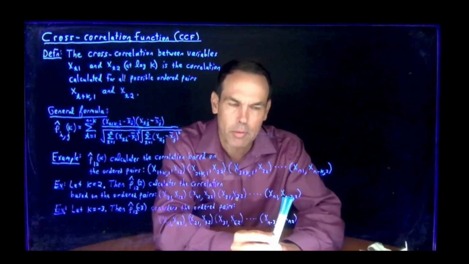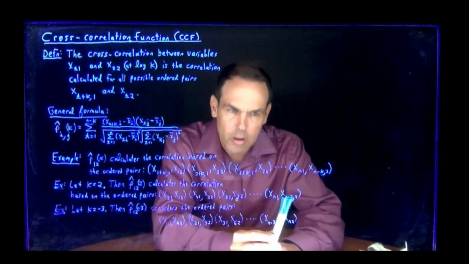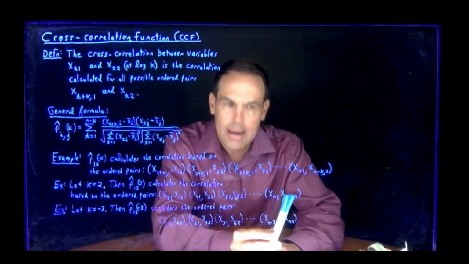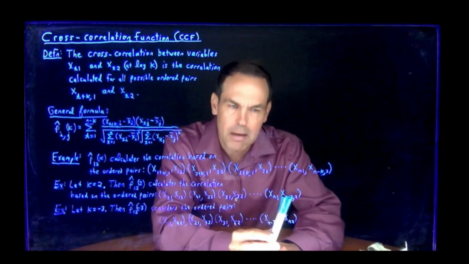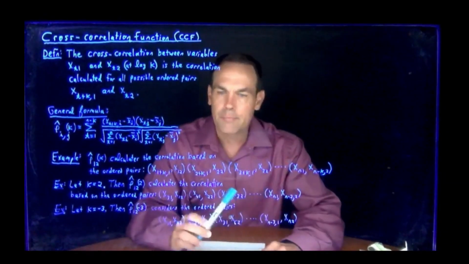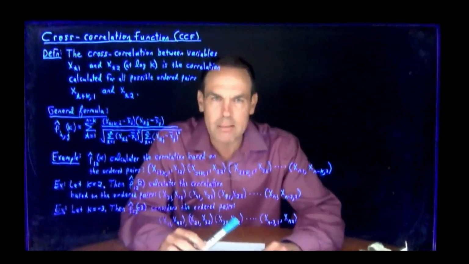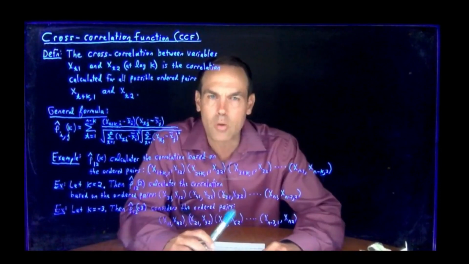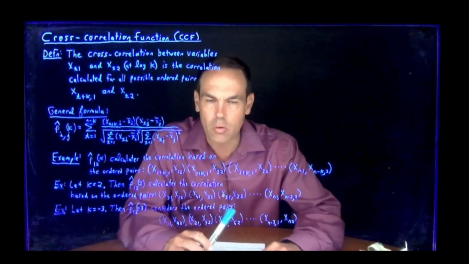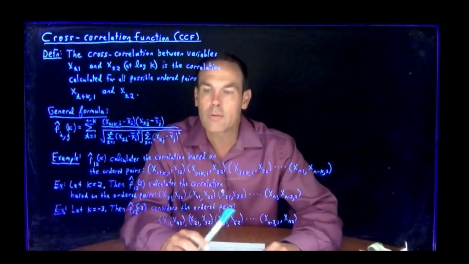Maybe this will help a little bit here. Second variable, n minus 2. That's as far as you can go. And that will be paired with the first variable, 2 time points ahead of n minus 2. n minus 2 plus 2 puts you right at n. And there's the set of possible ordered pairs. And those are the ordered pairs that the cross correlation function uses in order to calculate the correlation coefficient.